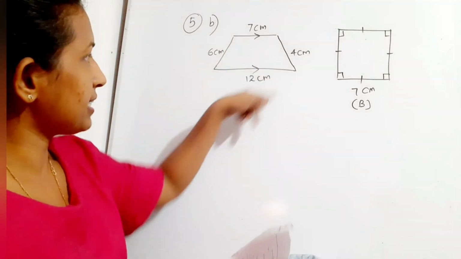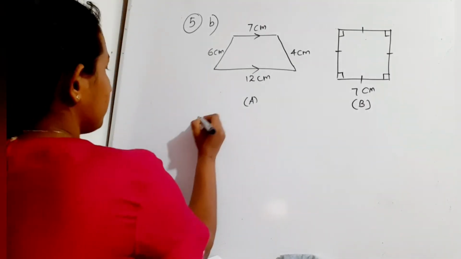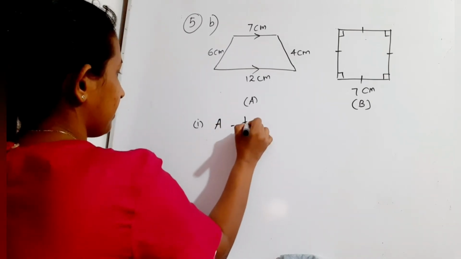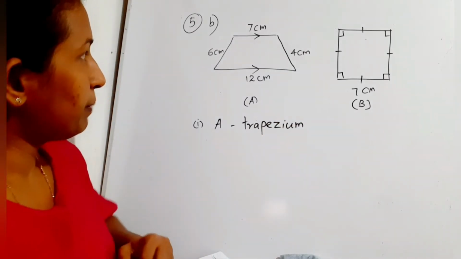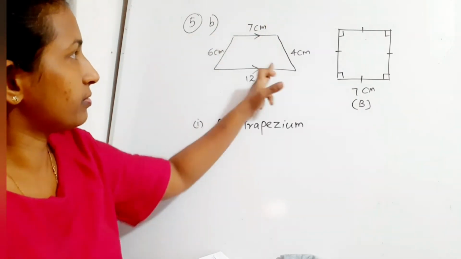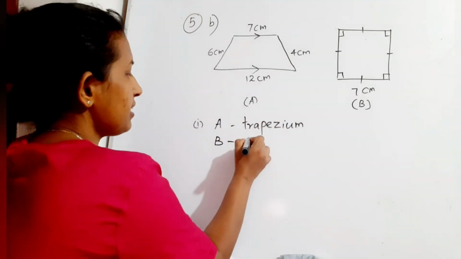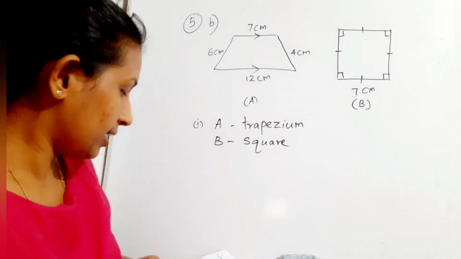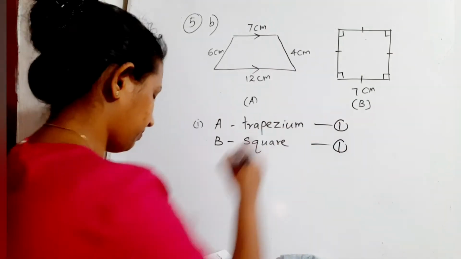Right, Putala, here what is the figure? This is a trapezium. A is a trapezium because the gap between one pair of opposite sides is equal. Okay, that is why. Now B is a square. You know it is a square because all sides are equal, all angles are equal. So it is a square. Then you will be given 1 mark, 1 mark.